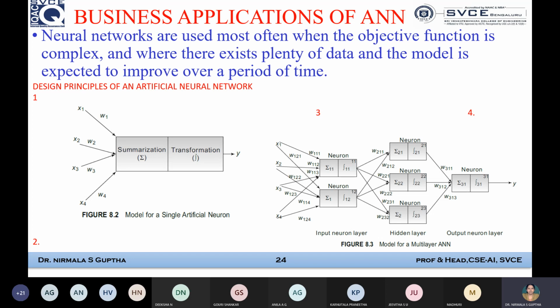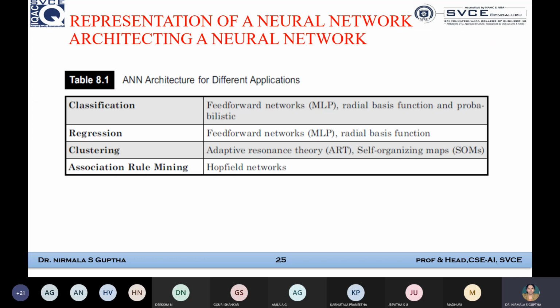So the next topic is, how do we do the representation of a neural network? What is this representation, ma'am? Anyway, it is a network. We know that a neural network is nothing but a series of neurons in our network model, which receive inputs from the other neurons, process them, and the processed output is passed to the next neuron.